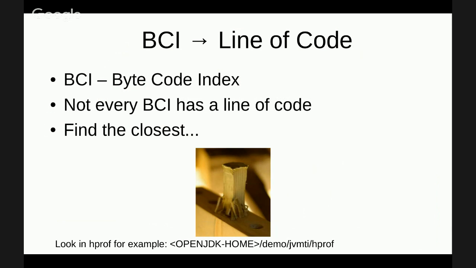Not every BCI has a line of code because some code is generated without actually a source file, or you can compile your code such that the debug information is not in the jar. So, they don't correlate one-to-one. Even with normal Java code, they don't necessarily match in every case. So you find the closest line of code that you can to the particular BCI. If you want to look at how that's done, OpenJDK distributions come with the demo folder, and there's the hprof source code in there. And you can find that in that piece of code.